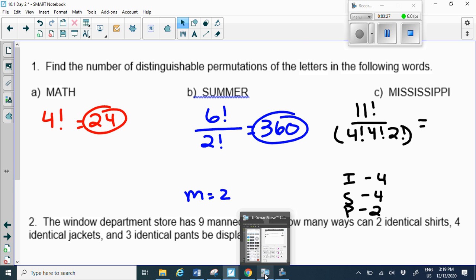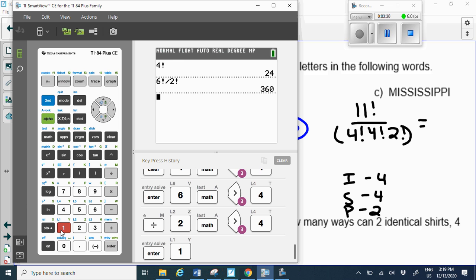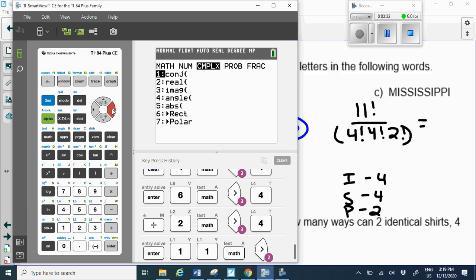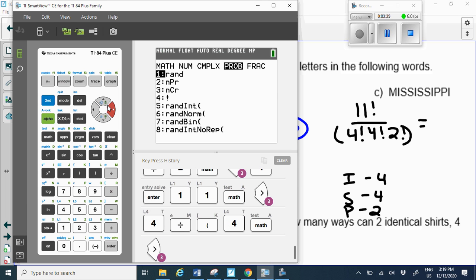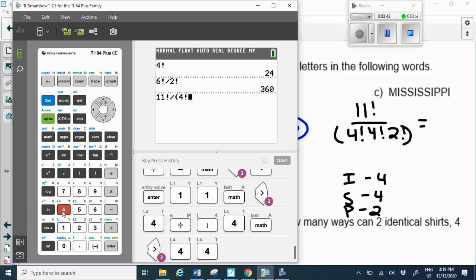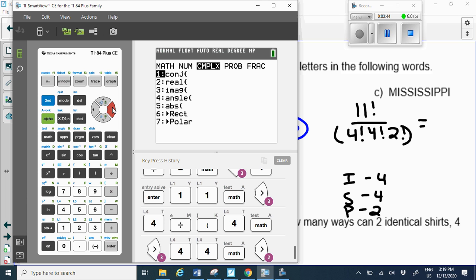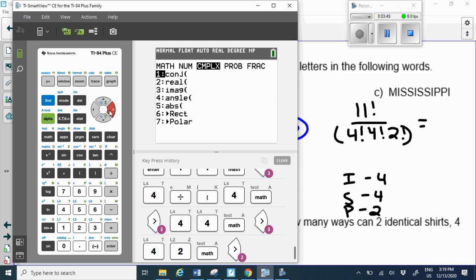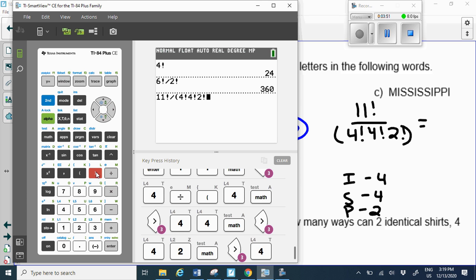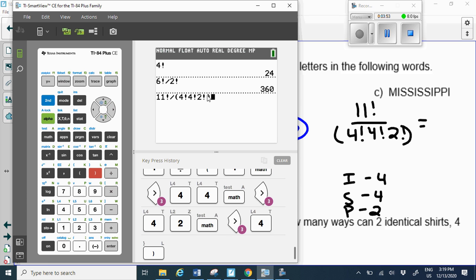So let's go ahead, we're going to do this in our calculator. So I have 11. Now I do divided by, but I need parentheses. Do that again, so I want 4 again. And then I'm going to do the 2 as well. Make sure you also complete your parentheses. So we get 34,650. So that'll be our final answer there.